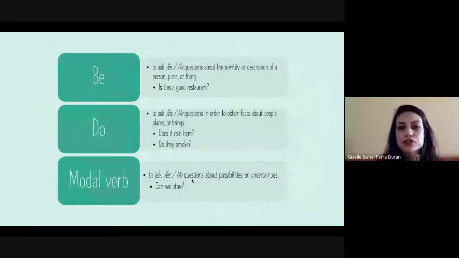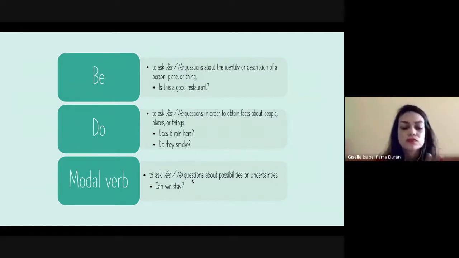For the verb to be, remember that we are going to use it when we want to ask about the identity or the description of a person, a place, or a thing. For example, is this a good restaurant? Yes, it is, or no, it isn't.